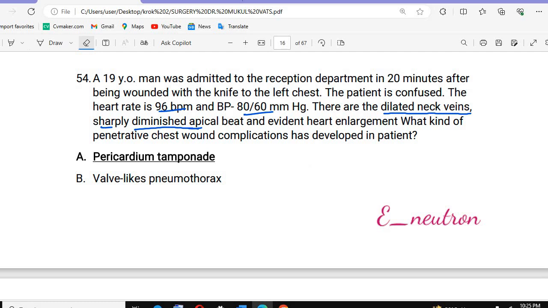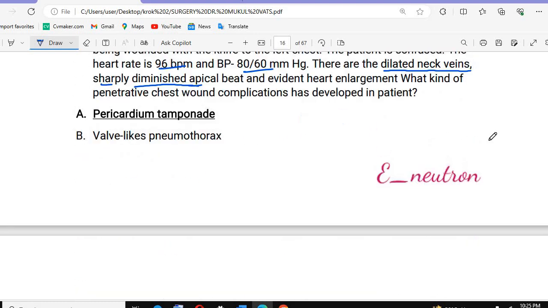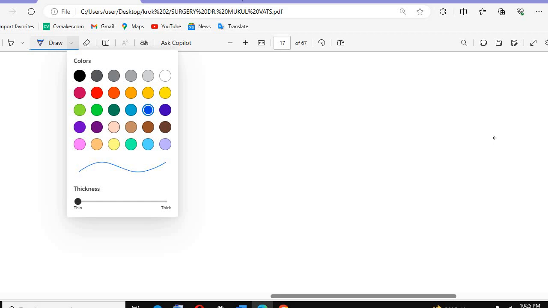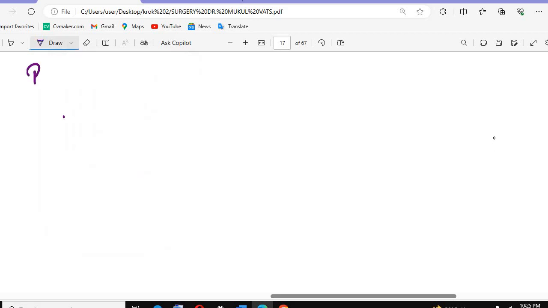Okay, then let's continue further with the two main pericardial diseases. So we have two pericardial diseases, and the first one is pericarditis, or we call it acute pericarditis.